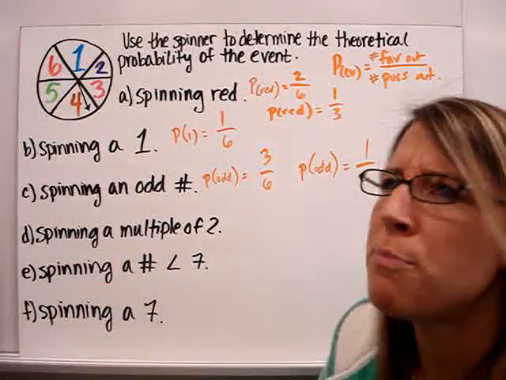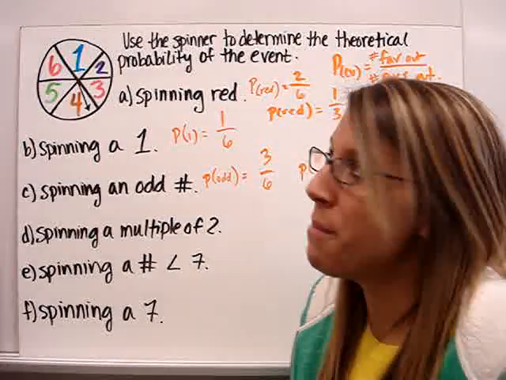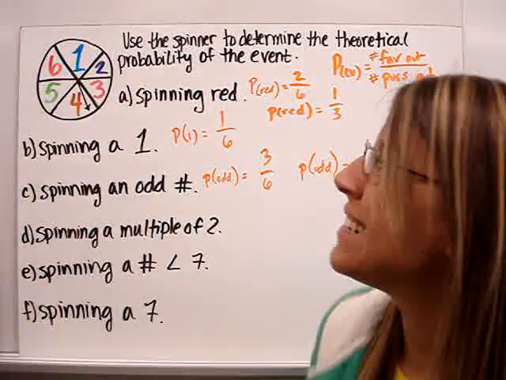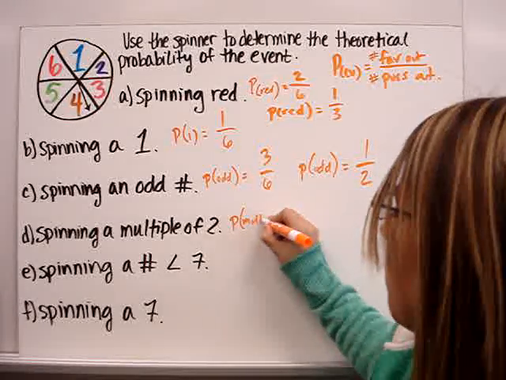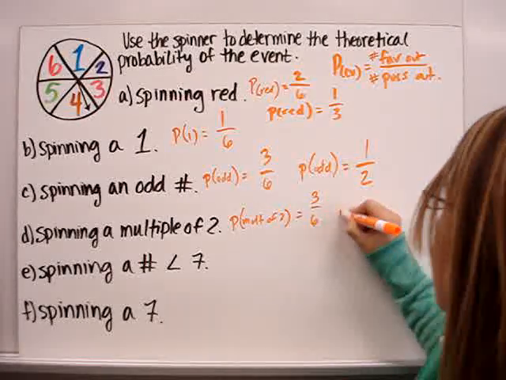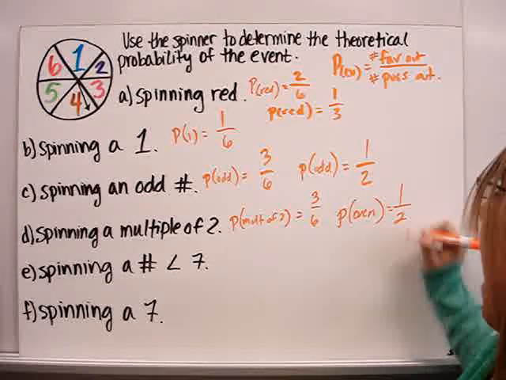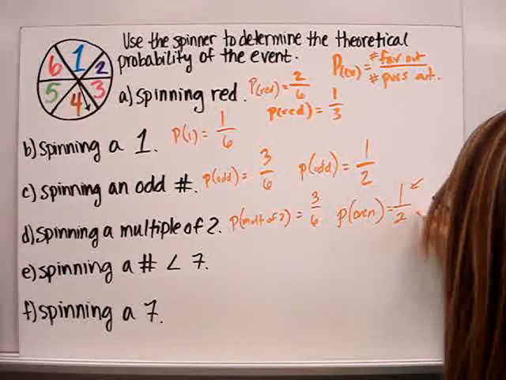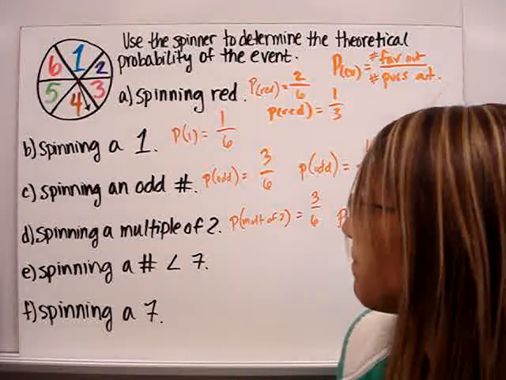How about spinning a multiple of 2? Well, that's a fancy way of saying what's the probability of spinning an even number, right? So I have 2, 4, and 6. Again, the probability of a multiple of 2 is going to be 3 out of 6. So the probability, and I'll write even this time, is 1/2. The number of times out of the favorable outcomes over the possible.